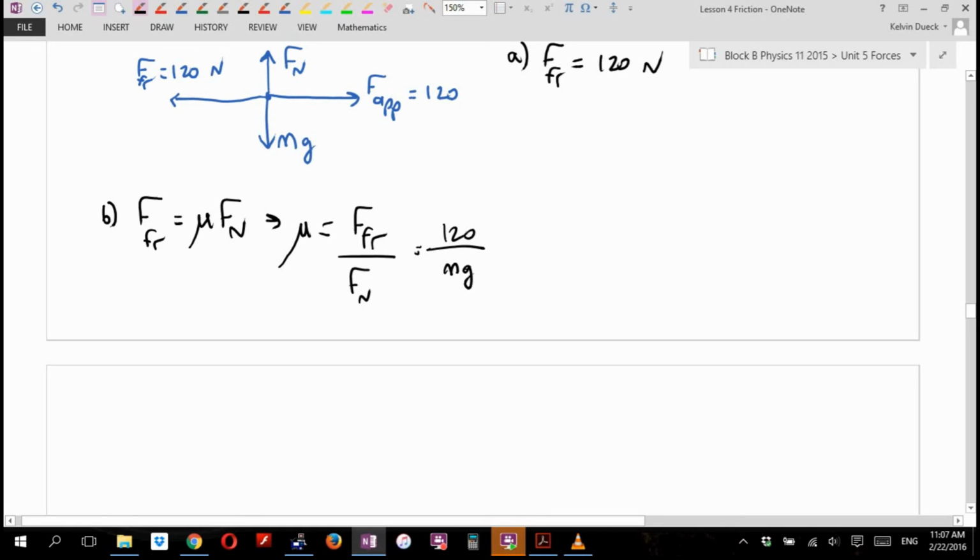Did they give me the force of gravity? No, that's an acceleration, not a force. Read the question carefully. 120. I don't think so. Huh? They gave me, and I gave it to you, by the way, in newtons. I actually gave you mg. The mass is not 250. The mg is 250.